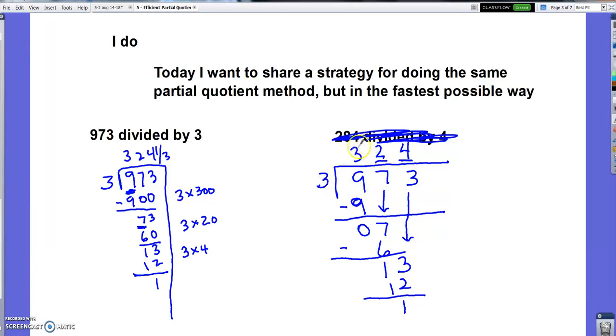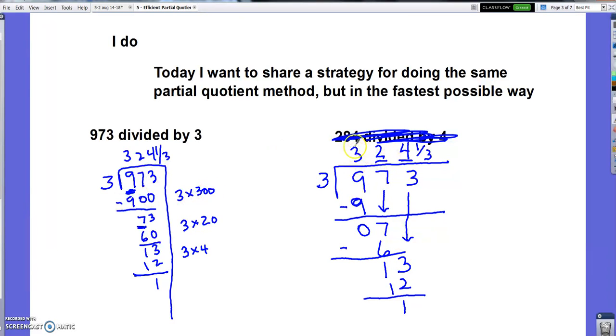973 divided by 3, I can make 324 groups of 3, and 1 that doesn't fit. 1 out of my next 3. And we got the same answer. So that's how it works. You'll notice it's really similar, right?